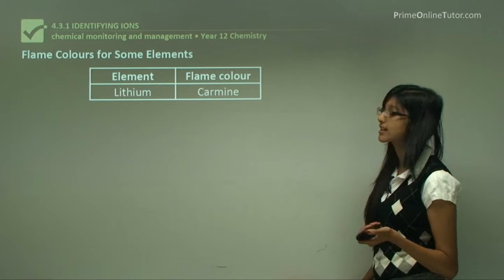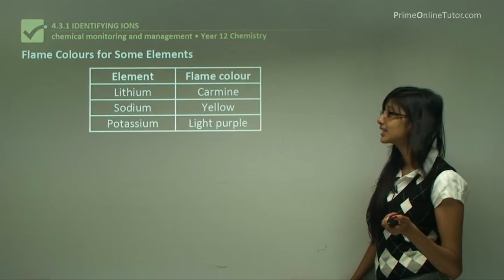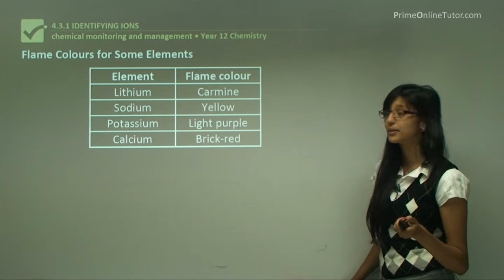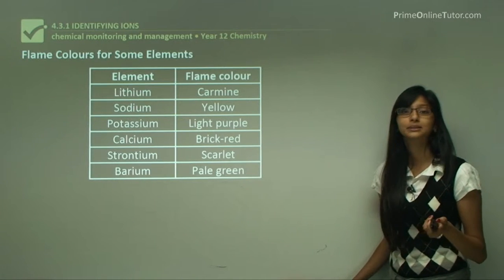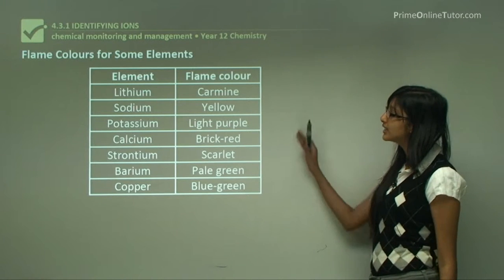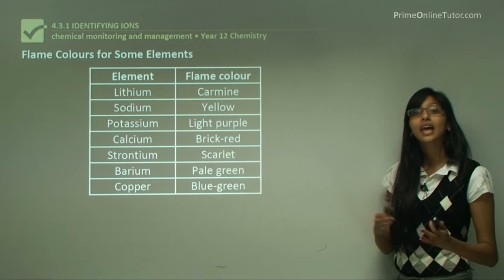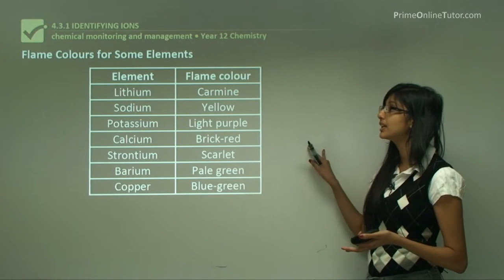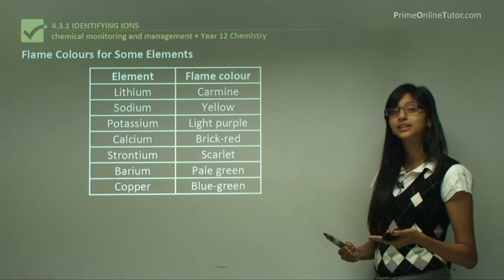So lithium has a carmine color, sodium's flame color is yellow, potassium is light purple, calcium is brick red, strontium is scarlet, barium is pale green, and copper is blue-green. So as you can see, all these elements have different colors. So that means every single element has its distinct type of color, and you can definitely use a flame test to see what different kinds of elements are present in your solution.